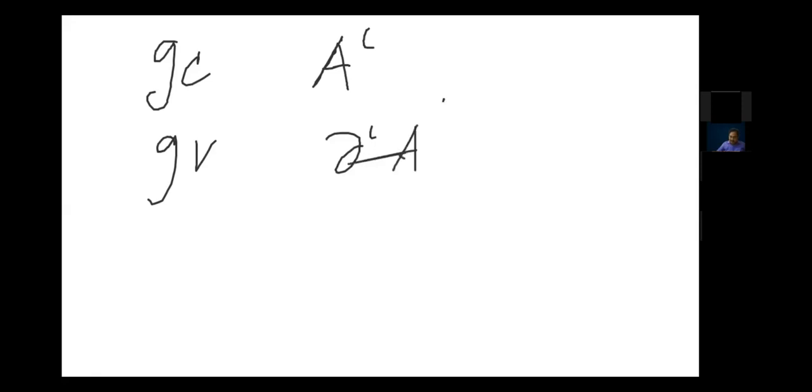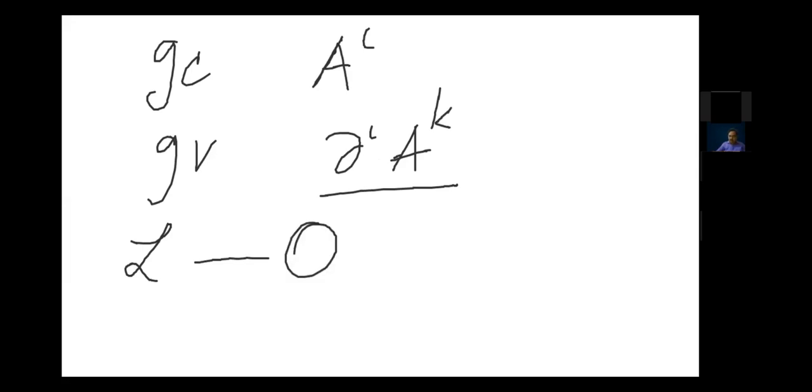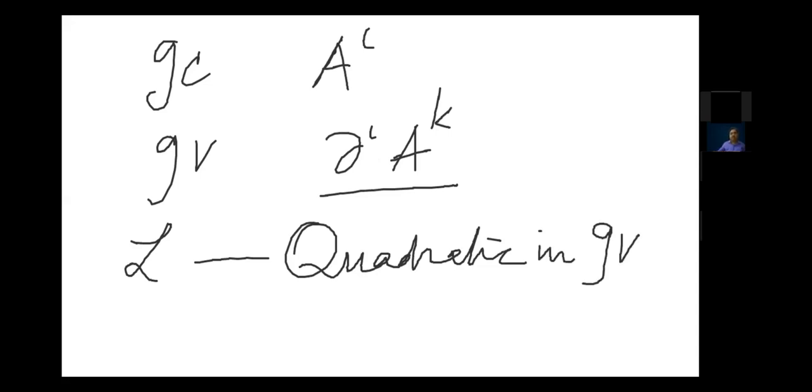The generalized velocities are ∂_i A_k. Okay, they are generalized velocities. And I said that your Lagrangian should be quadratic in generalized velocities. Okay. Now, do we know something about the generalized velocity or some quantity which can be constructed out of this ∂_i A_k?